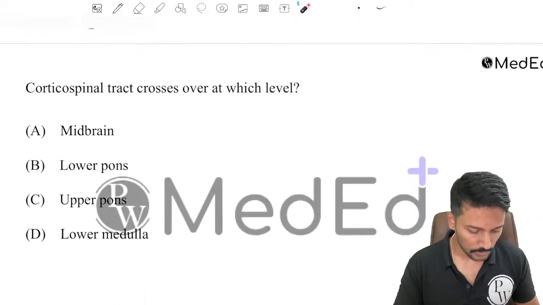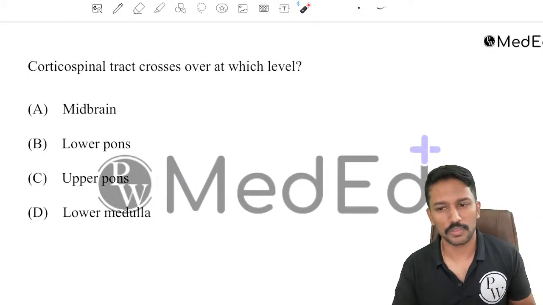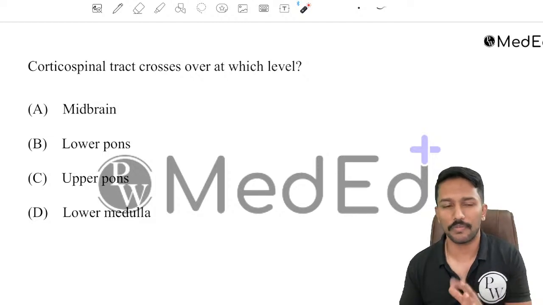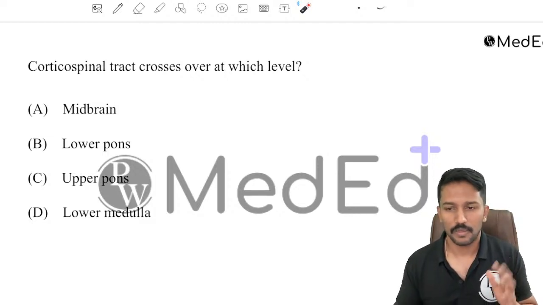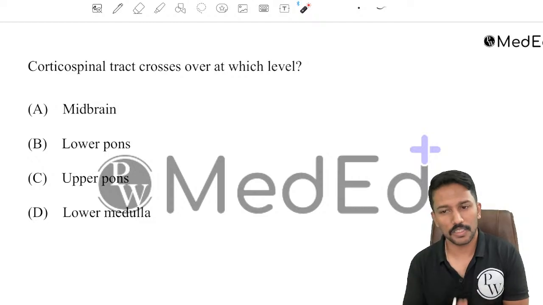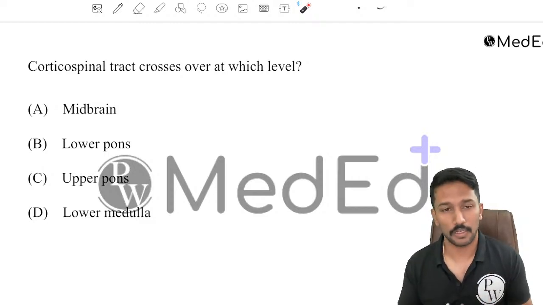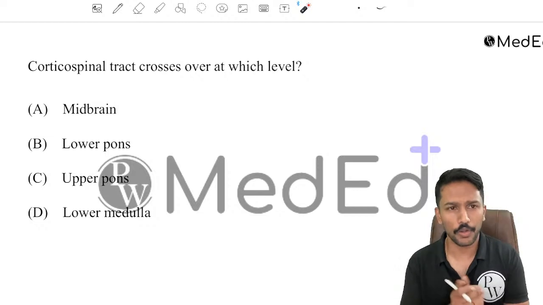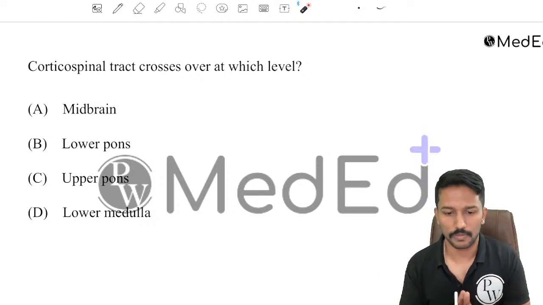Okay. Now again, a very simple physiology anatomy based question. All of you know the answer. Corticospinal tract crosses over at which level? Now we have studied this localization in neurology in sufficient detail through various sessions, so you should be able to answer this question. Corticospinal tract crosses over at which level?